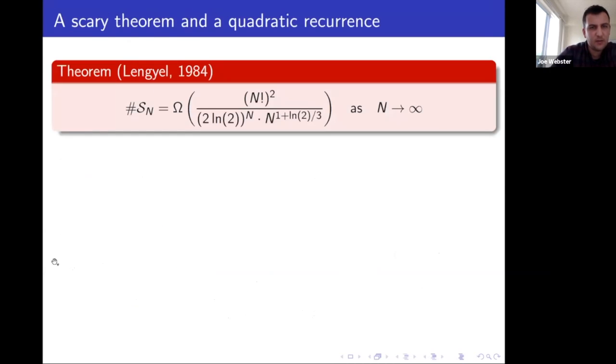And I actually discovered recently that this was counted for a different reason by Lengyel back in the 80s. And I'm calling this a scary theorem because what it means is if you want to do explicit computation here, you're going to have to tangle with the fact that the number of splitting chains of order n grows like n factorial squared, which is problematic or maybe somewhat alarming, to say the least.